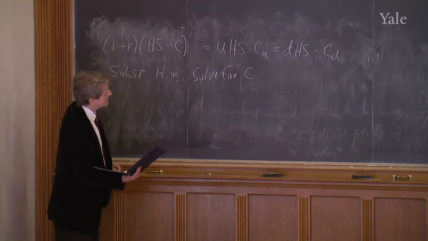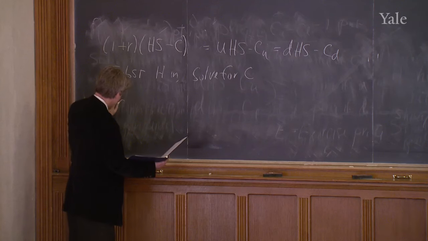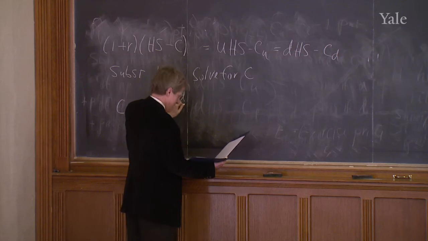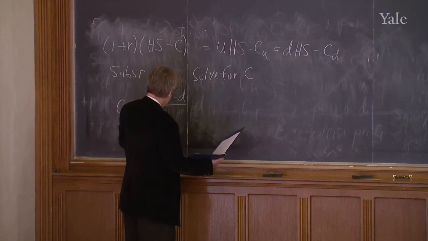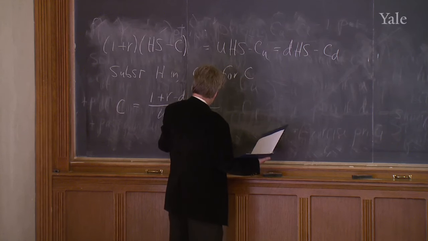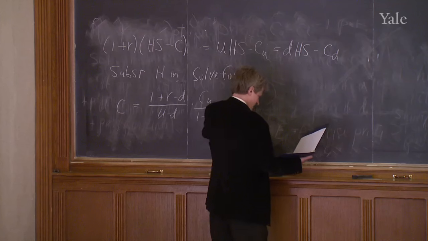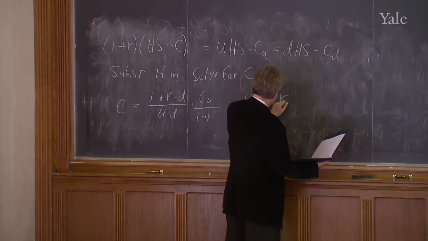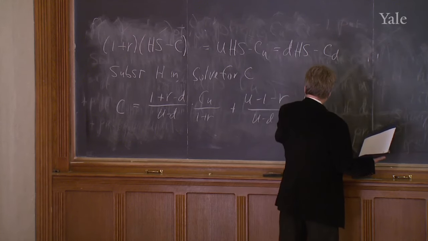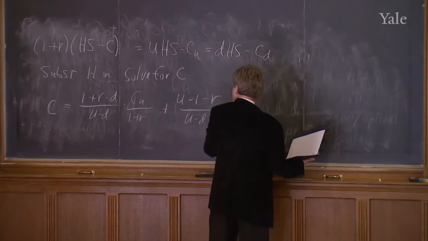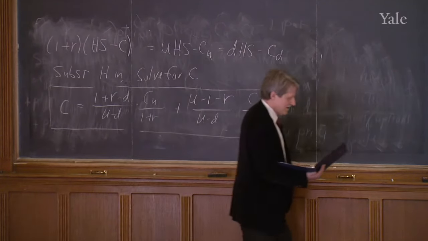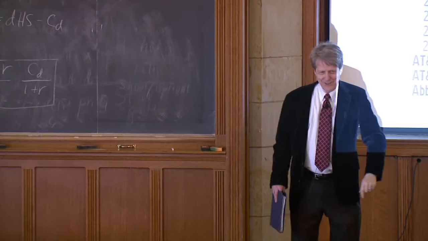It's kind of a little bit complicated, but I'll write it. The call option price has to equal (1 plus r minus d) all over (u minus d) times c sub u over 1 plus r, plus (u minus 1 minus r) all over (u minus d) times c sub d all over 1 plus r. And I'll put a box around that because that's our option price formula. Okay? Did you follow all that?